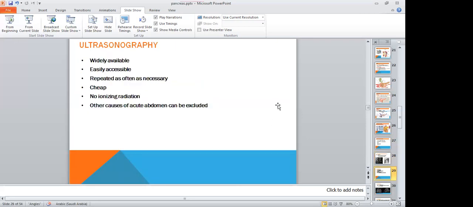The ultrasonography is widely available, easily accessible, can be repeated as often as necessary, cheap, has no ionizing radiation, and other causes of acute abdomen can be excluded.